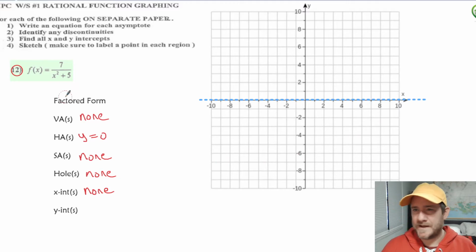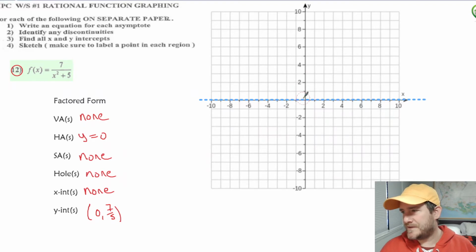Your y-intercept, again, is what you get when you plug in 0. So if you plug in 0, you get 7/5. So 7/5 is only slightly greater than 1.